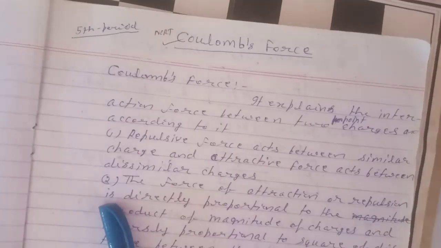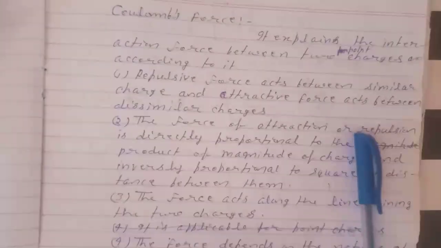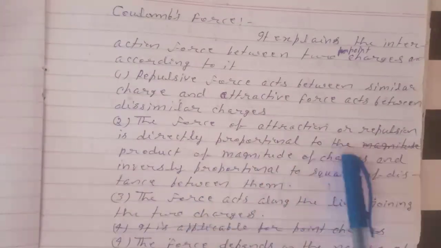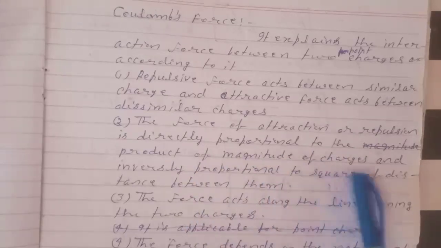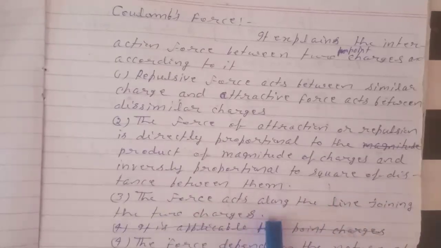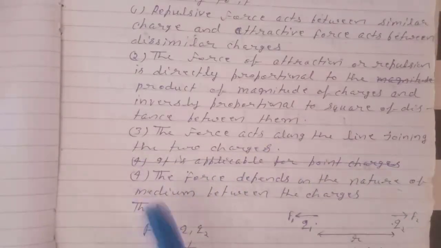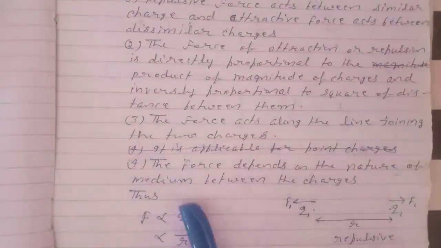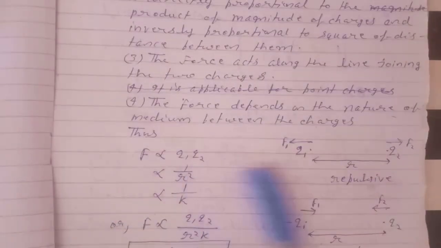Second, the force of attraction or repulsion is directly proportional to the product of the magnitudes of the charges and inversely proportional to the square of the distance between them. Third, the force acts along the line joining the two charges. Fourth, the force depends on the nature of the medium between the charges. Thus, F is proportional to Q1 Q2.